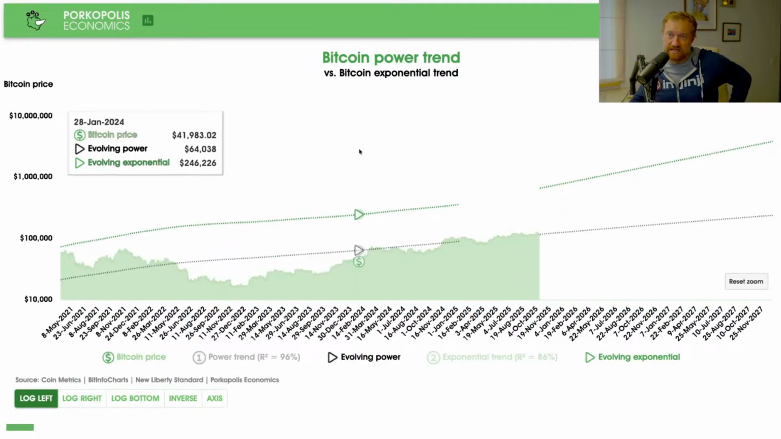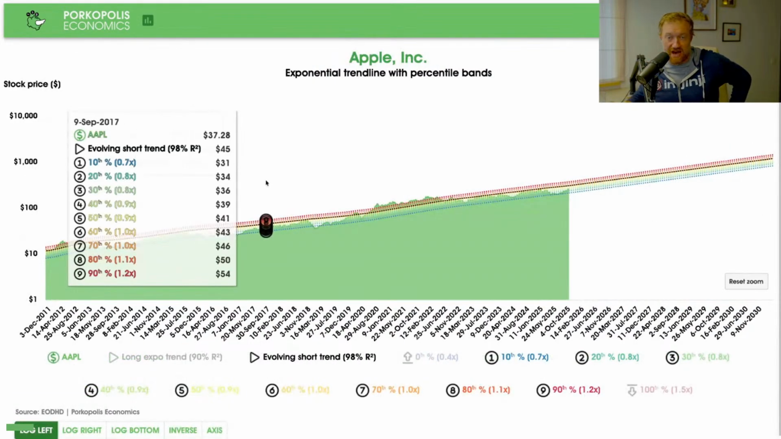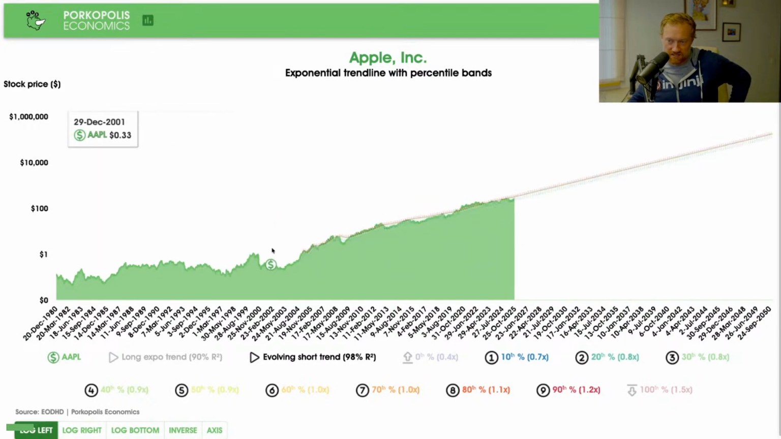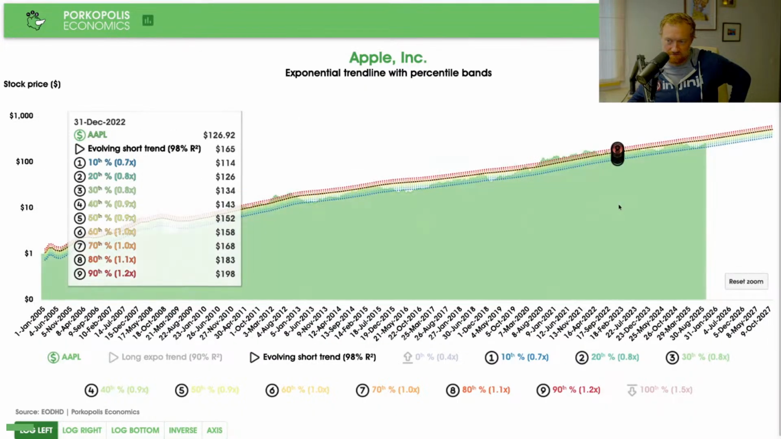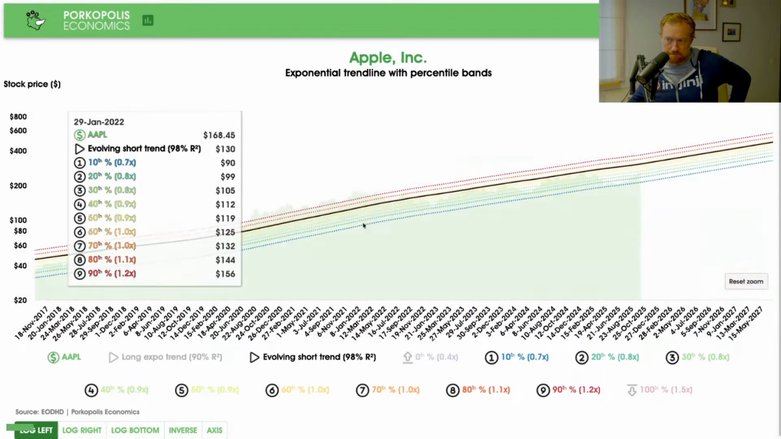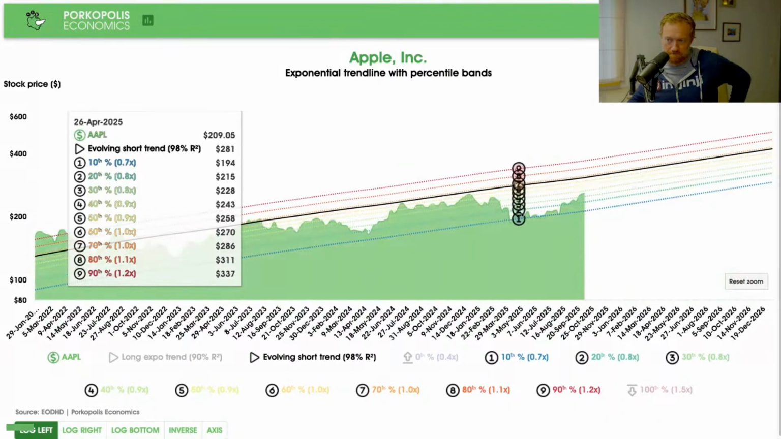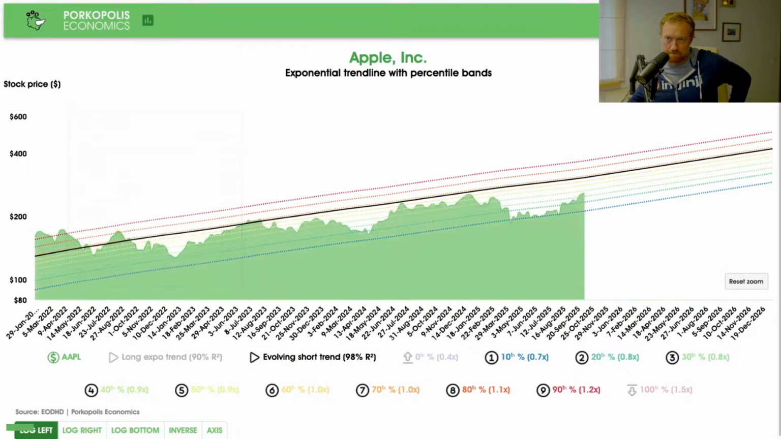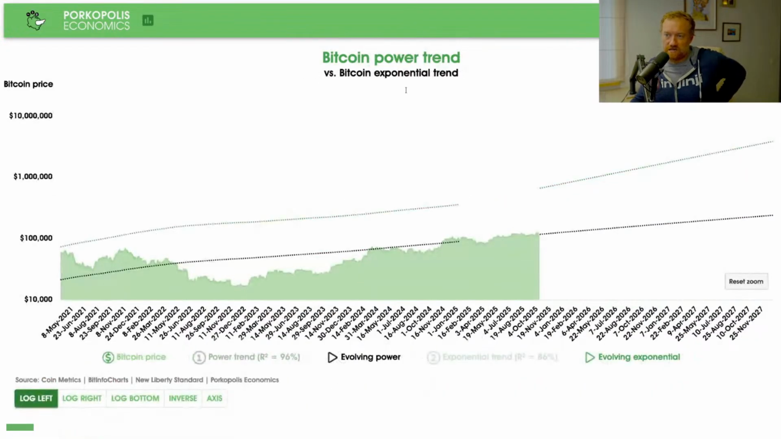Now, to really nail this home, and I don't have this chart ready, I could show you Apple and power and show you how it's not doing that. It's just clearly not. Apple, even though it's a network, is growing exponentially. It's growing as a straight line on log scale. So I really would try to take comfort in that.